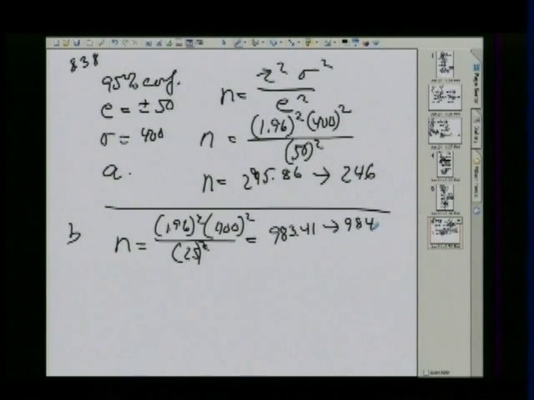Okay, so notice what's happened here. We took our problem that we had before, and we changed only one number. We reduced by half the amount of error that we were willing to live with. Instead of plus or minus 50, we made it plus or minus 25. By reducing that value by half, the result is that our required sample size is now just about 4 times what it was before. 984 instead of 246. So the more precision you want, the less error you want, the greater the sample size has to be. And we can see that pretty clearly in the result of that problem.